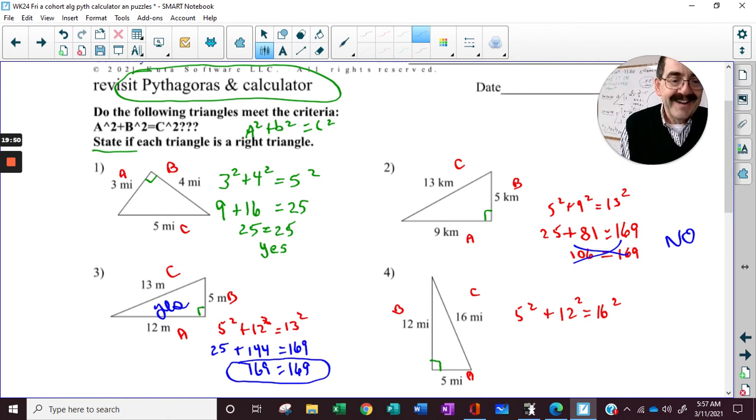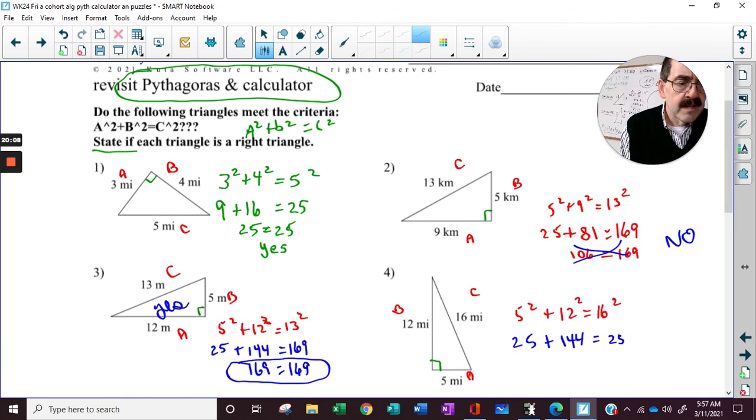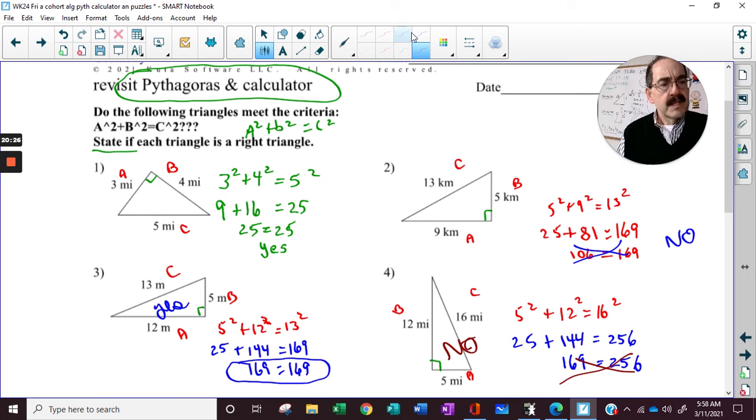All right. And then you could see, if you've been doing these, that this one doesn't work. I have no idea what 16 times 16 is. 16 times 16, okay, and it will be 256. 169 is not equal to 256. No.